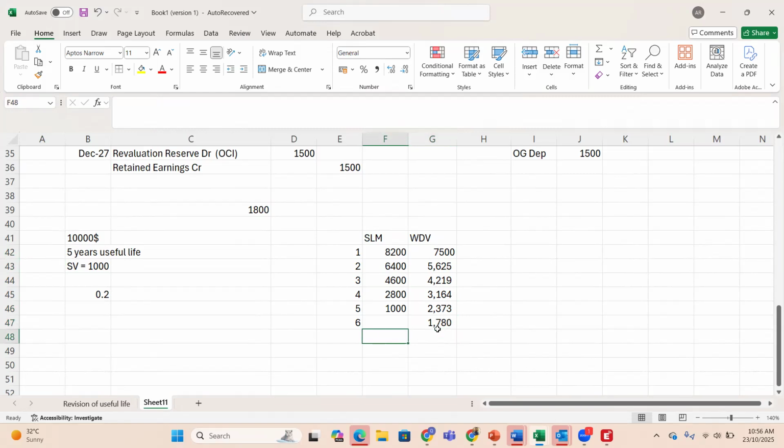What is the depreciation I'll put in year 7? How much would be the depreciation I will do in year 7? I will only depreciate for 780, not 1,780 into 0.8. So remaining would be.